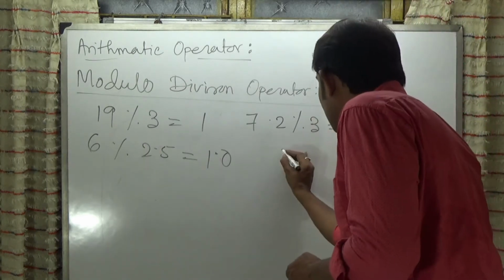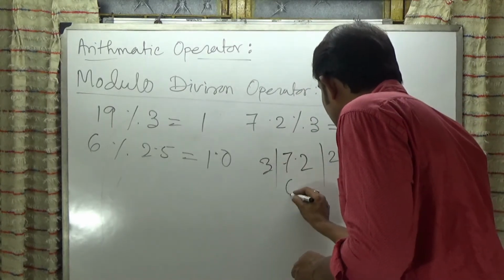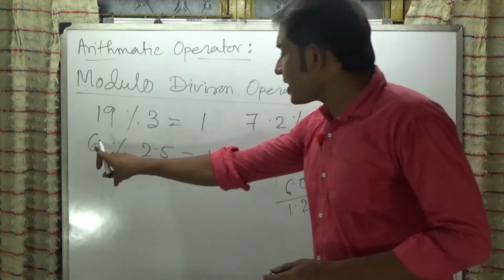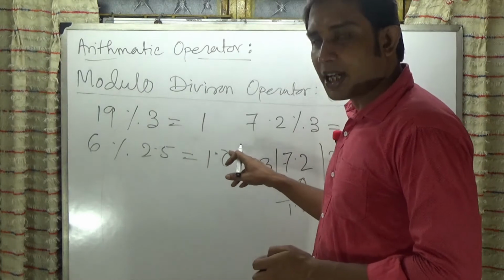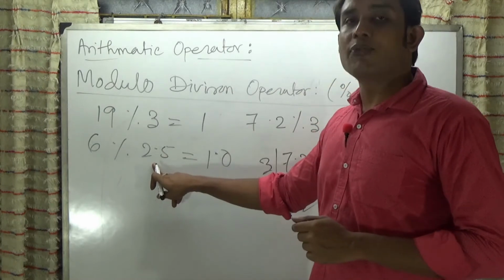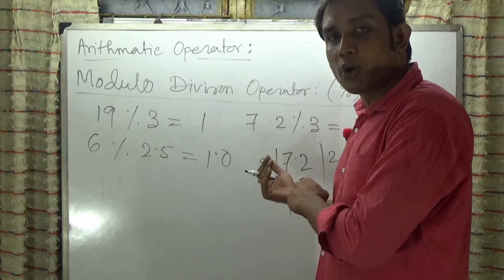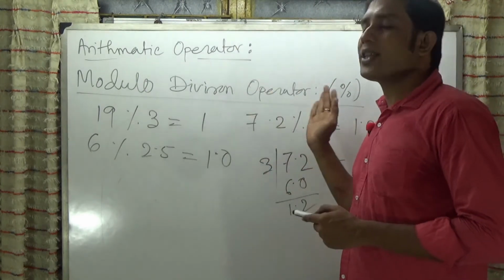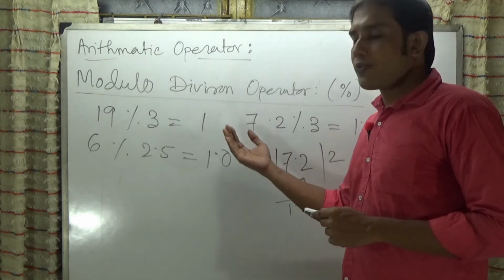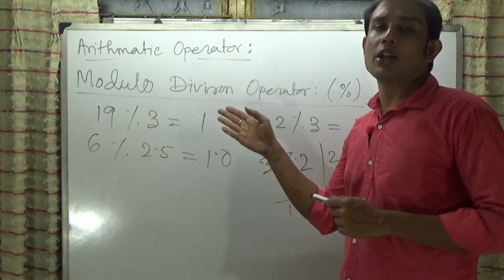How does it work? If I write down 7.2 divided by 3, then 3 twos are 6, 6.0, and it becomes 1.2 remainder in this way. And 6 divided by 2.5, the quotient becomes 2 and the remainder becomes 1. But as the divisor is of float or fractional type, the remainder also becomes float type. So in this case also, for the modulo division operator, the output data type is always the same as the data type given in the dividend or divisor portion.